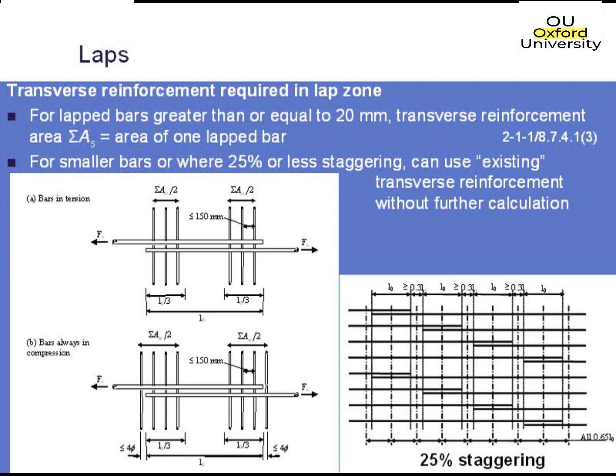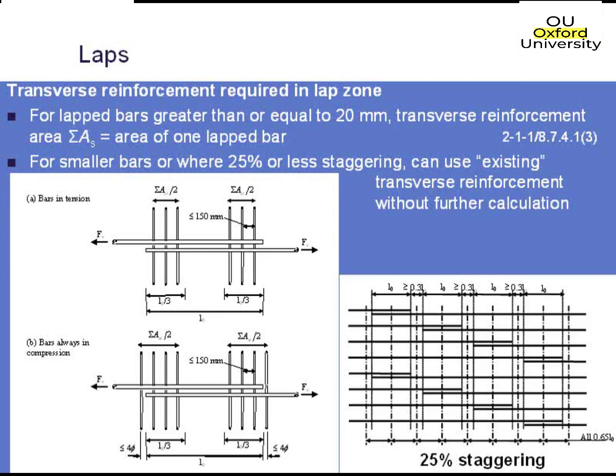How would the 25% staggering be detailed out in the drawing? I'm not entirely sure how you'd detail it. CAD's not a secret. And then there's other software as well, Advanced Concrete, that CAD sections use. It does have provision for laps to Eurocode, but I don't know to what extent it does all this, because it's complicated, really. I don't really know how it would do it.